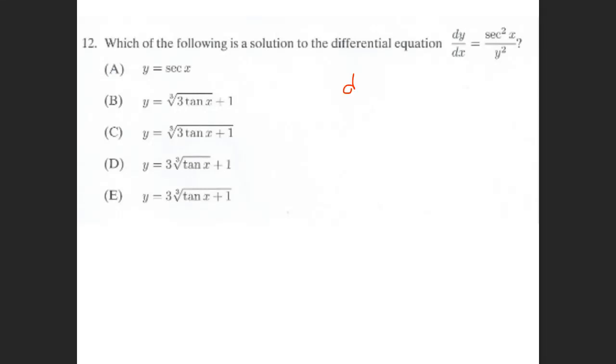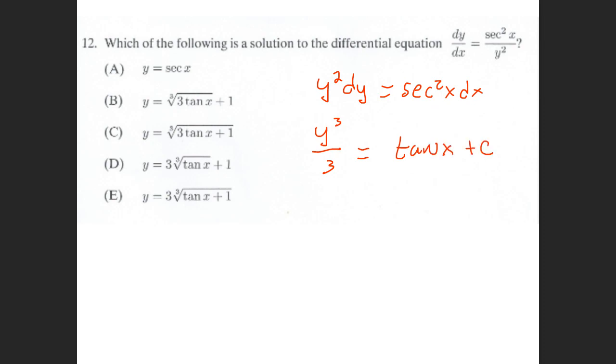We have to get dy. So I'm going to put the y squared up here, equal to secant squared of x dx. Well, my next step would be to take the integral of both sides, right? So if we take the integral of both sides, don't we just end up with, let's see here, y to the third over 3 is equal to, and secant squared is going to be tangent of x plus c.